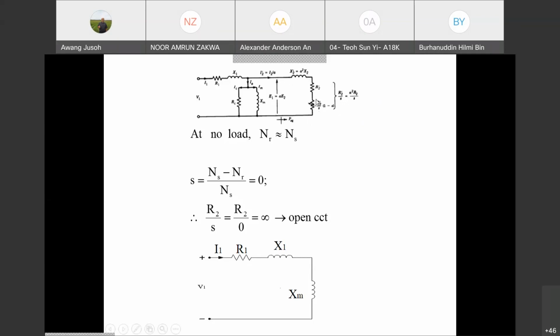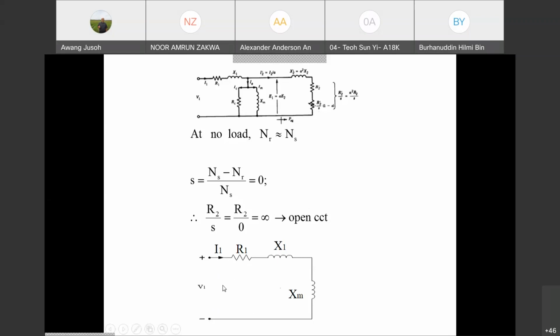So what happened to our circuit now? It behaves like this one. This is the circuit we have during the no load test. RC we remove. We see RC is not easy. We already embedded it in the mechanical loss, so we have XM only. So this circuit happens when we do the no load test.